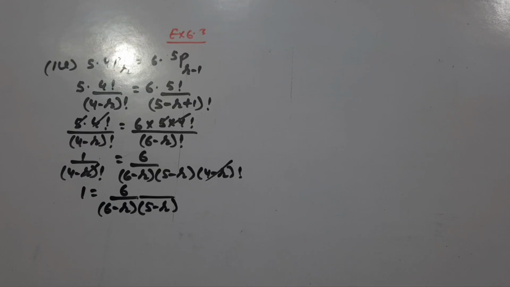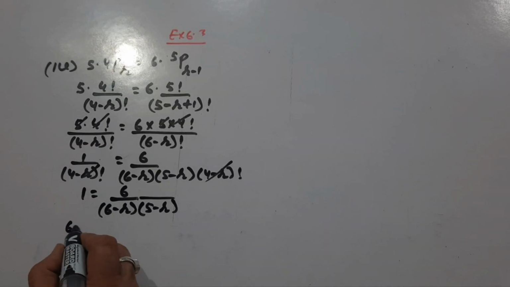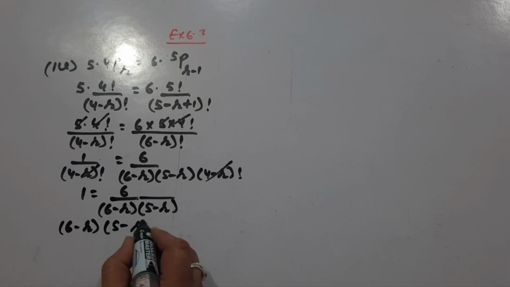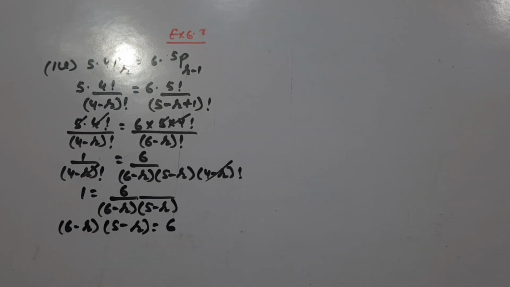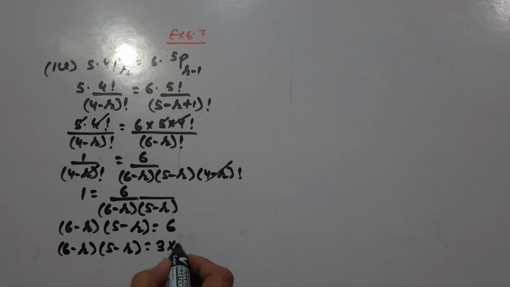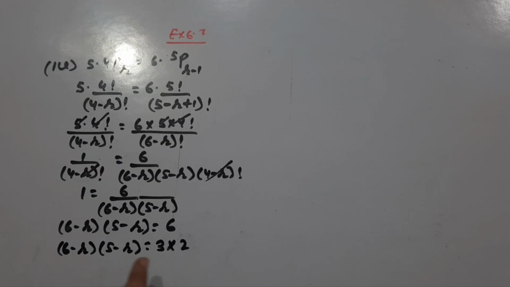Now, so we get 6 minus r, 5 minus r equal to 6. Now again, write 6 as a product of two numbers, like 3 into 2. Again, writing 6 as a product of two numbers which are consecutive numbers and write them in decreasing order. Now compare 6 minus r with 3 and 5 minus r with 2.